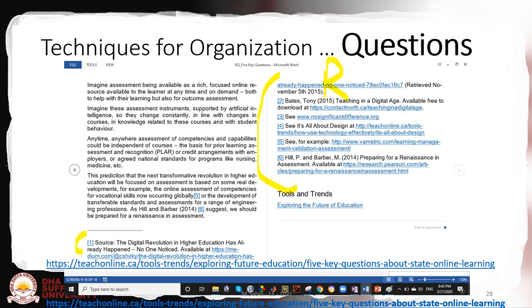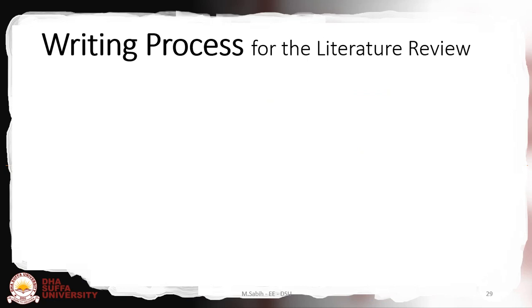You can go on this link to find out more about how to write a literature review based on the questions. Now let's move to the writing process for the literature review.